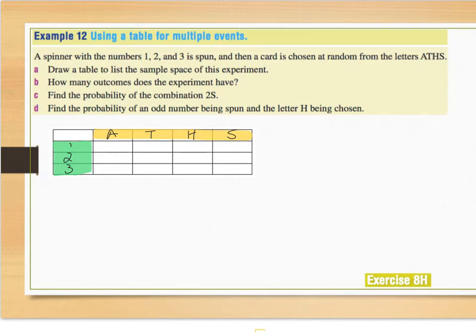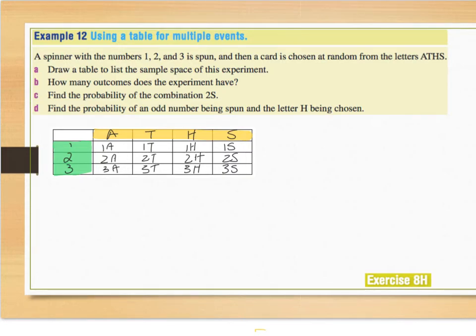So if I spin a 1 on the spinner, I can then get an A. I can have a 1 and a T, a 1 and an H, a 1 and an S. I can have a 2 and an A, a 2 and a T, 2H, 2S, 3A, a 3 and a T, a 3 and an H, a 3 and an S. So this is then my sample space. My sample space will be everything that is in here. So we can see there's 3 by 4, so there's 12 different outcomes.